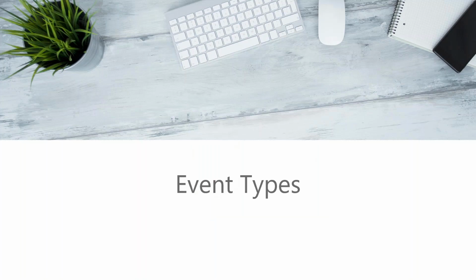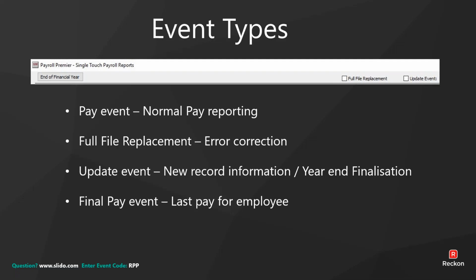So what are these event types that we were just talking about? There are different types of events. There are pay events, which is your normal pay reporting. At the end of each pay run, I need to report to the ATO all the pay figures. We've then got full file replacement, and that is error correction. That's when the information that's been sent to the ATO is completely wrong. Therefore, I need to replace the latest pay event file that I've lodged when it was sent in error and significantly corrupt data. So just think about that as to what we're doing.